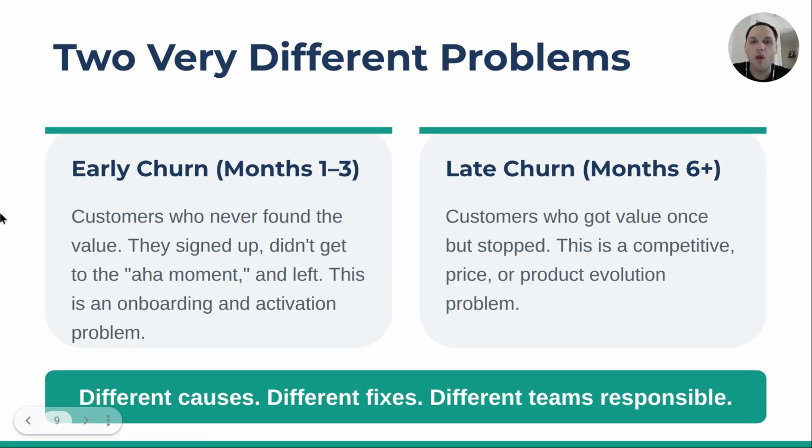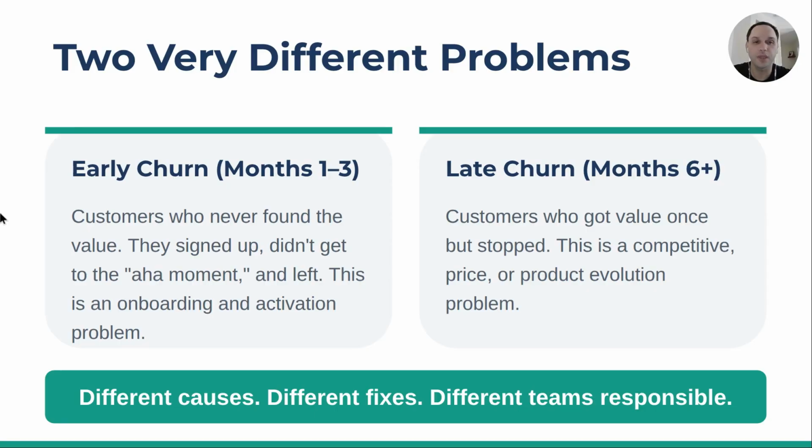One of the most important distinctions in churn analysis is between early and late churn, because they are caused by completely different things. Early churn, in months 1 through 3, is almost always an onboarding and activation problem. These customers signed up with some interest or intent, but they never reached the moment where the product delivered on its promise. They left because they didn't find the value fast enough.